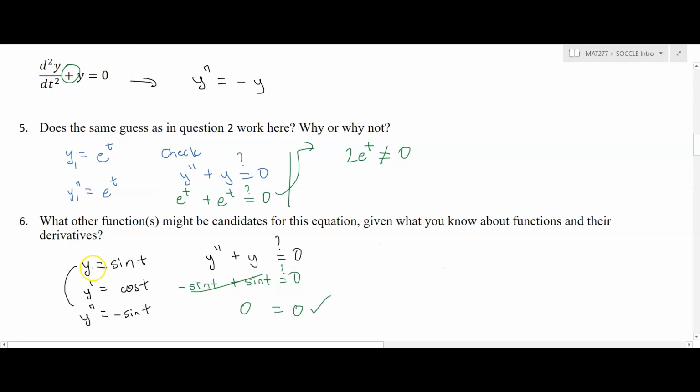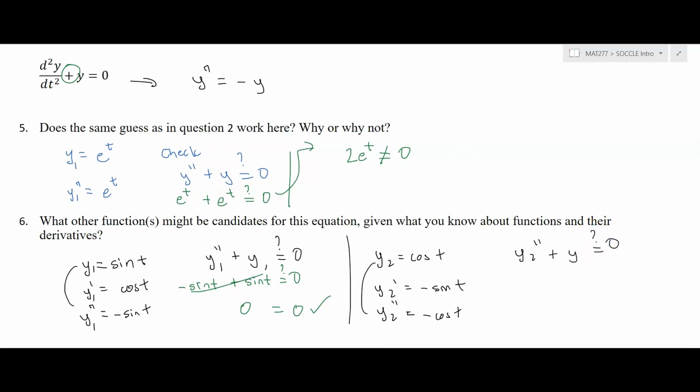So let's also try, because we said there's going to be two solutions here, as a second guess, y2 equals cosine of t. Well, its first derivative is going to be negative sine of t. And the derivative of the derivative is going to be negative cosine of t. And so once again, you see that if you add these two functions together, they are going to cancel out and give us 0. So does y2 double prime plus y2 equal 0? We plug them in. We have negative cosine t plus cosine t. Does that equal 0? Of course, because 0 equals 0.